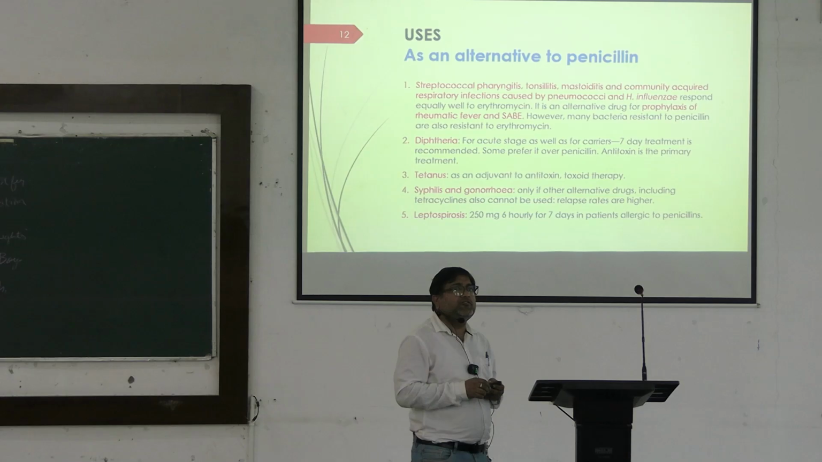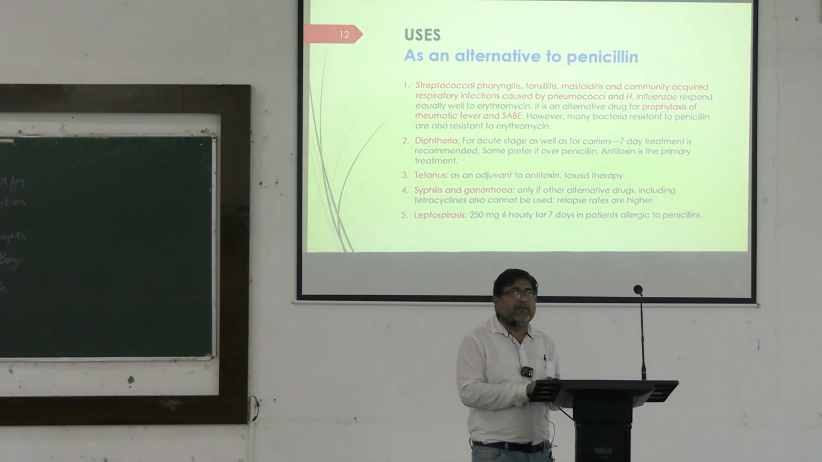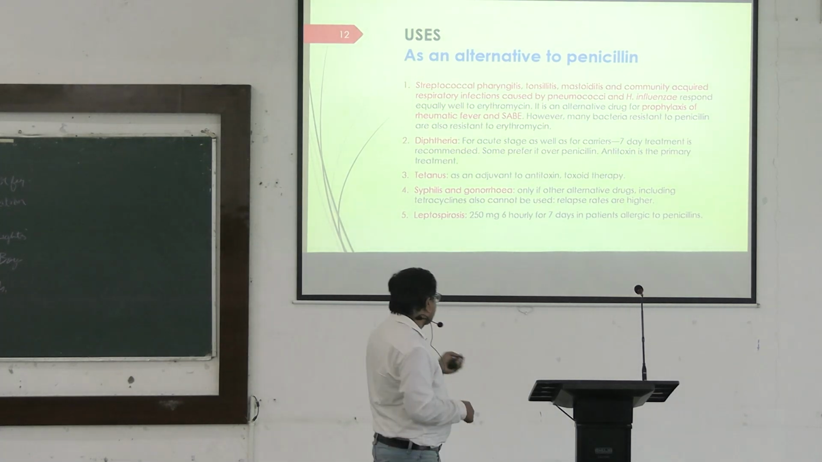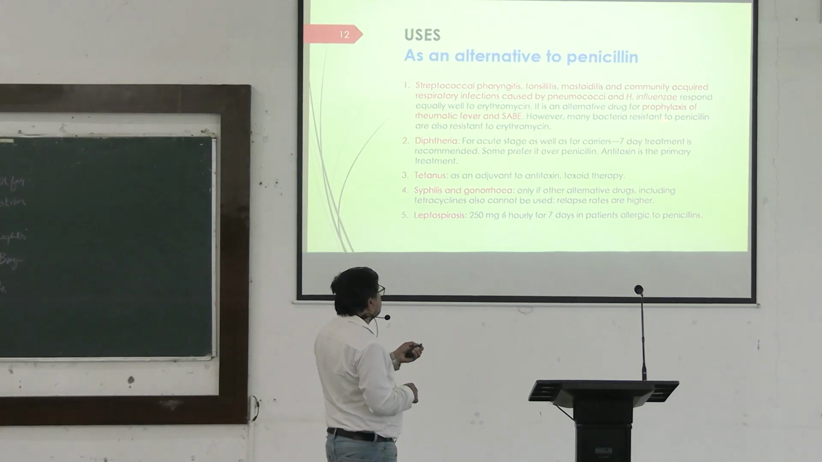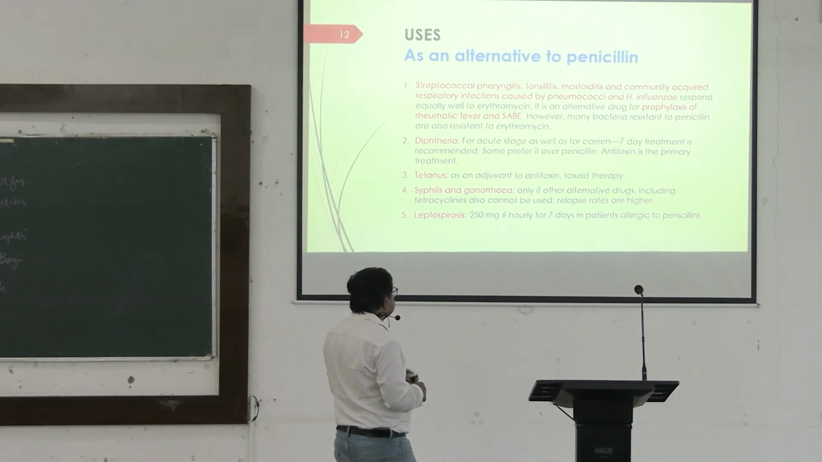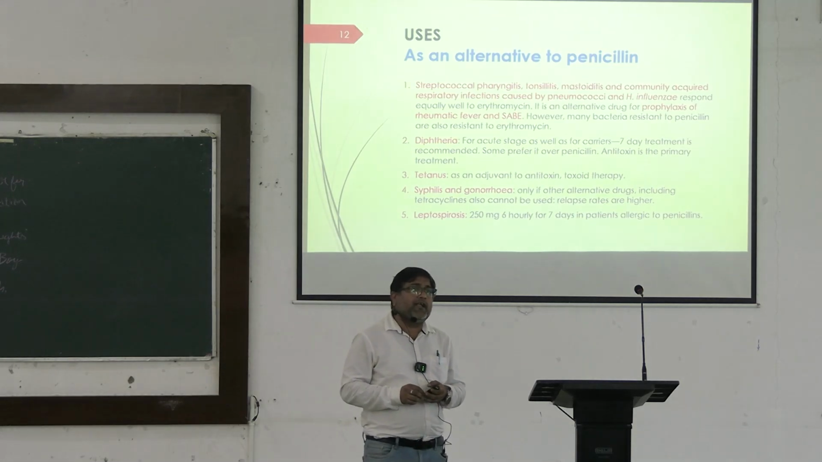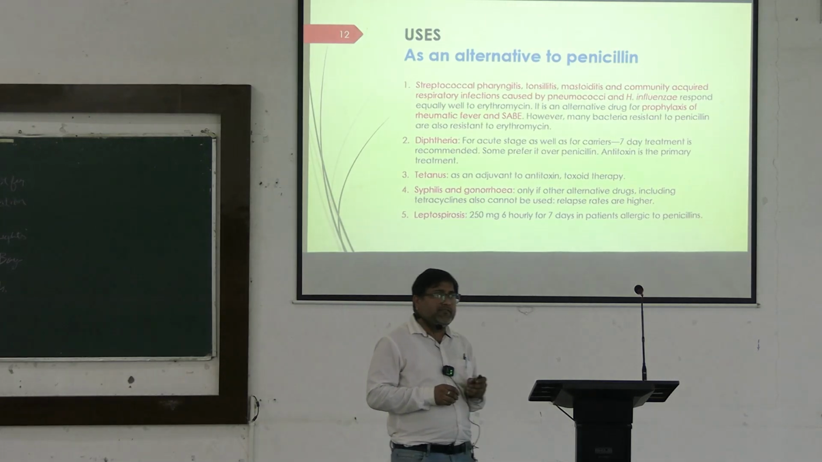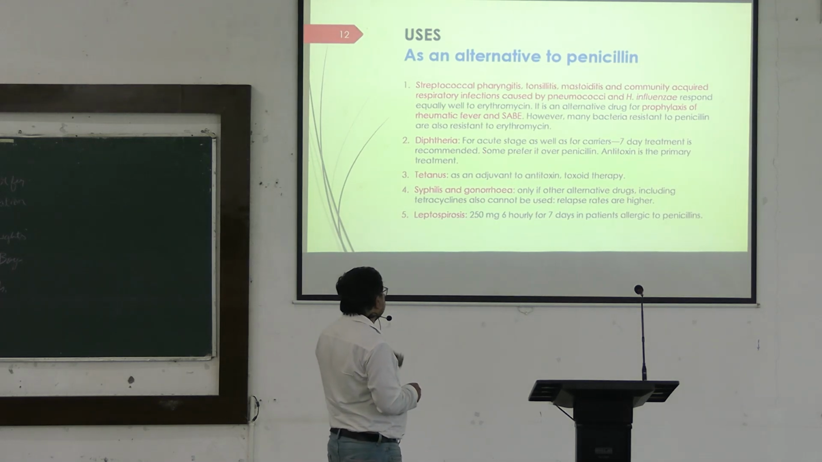Now, which penicillin is used in rheumatic fever prophylaxis? Long-acting penicillin, benzathine penicillin. So erythromycin is an alternative drug for prophylaxis of rheumatic fever and subacute bacterial endocarditis. However, many bacteria resistant to penicillin are also resistant to erythromycin. Diphtheria: diphtheria antitoxin is the drug of choice to deal with the disease, but for the eradication of the organism, erythromycin can be an alternative to penicillin.